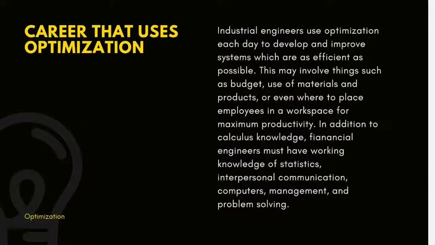So a career that uses optimization is industrial engineering, and industrial engineers use optimization every day to develop and improve systems which are as efficient as possible. They may figure out budgets, they may figure out use of materials and products, or they may even figure out how to place people in a workspace for maximum productivity. They also have to know statistics, interpersonal communication, they have to have knowledge of computers, management, and especially problem solving, because their career is basically problem solving using optimization.